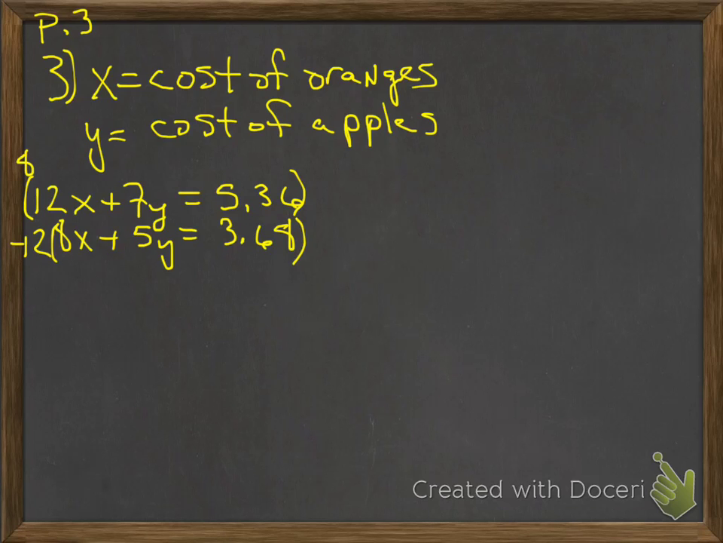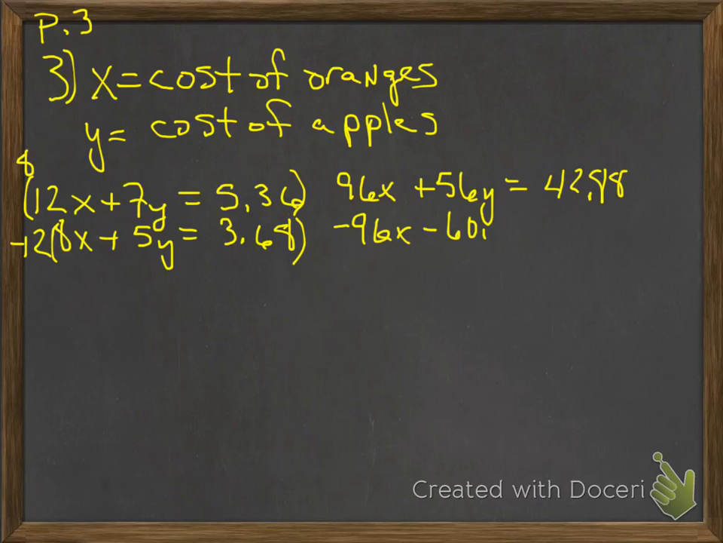8 times 12 is 96x. 8 times 7 is 56y. 8 times 536 is 48, carry the 4, 28, carry the 2, 42, 88. And then 12 times 8 is negative 96x, because we're doing negative 12 times these. 12 times 5 is negative 60y.